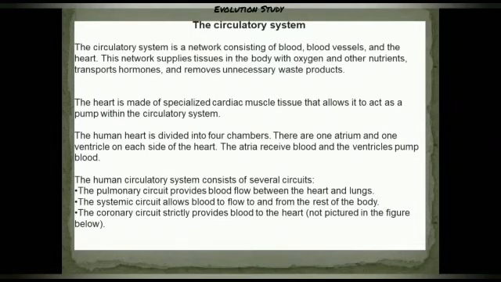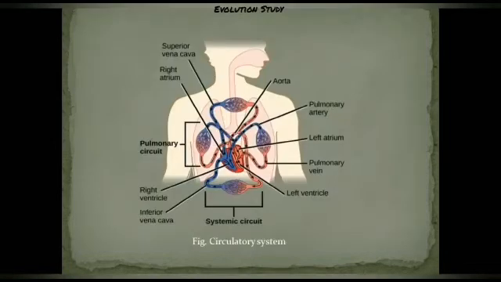The atria receive blood and the ventricles pump blood. Now the human circulatory system consists of several circuits. The pulmonary circuit provides blood flow between the heart and the lungs. The systemic circuit allows the blood to flow to and from the rest of the body. And the coronary circuit strictly provides blood to the heart, not pictured in the figure below.